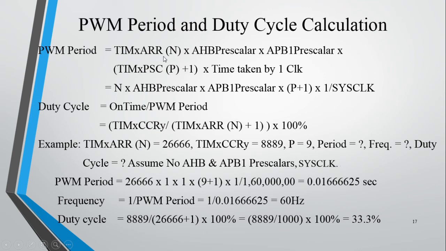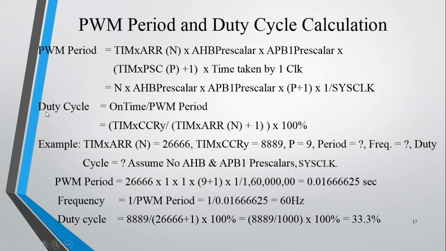So if the auto reload value is 10, 0 to 10 it will increment. So 11 into time taken for one clock will give the total time taken. But here, since these three prescalars are there, that also should be multiplied. So in my case, time taken for one clock is 1 by system clock. System clock is my input.